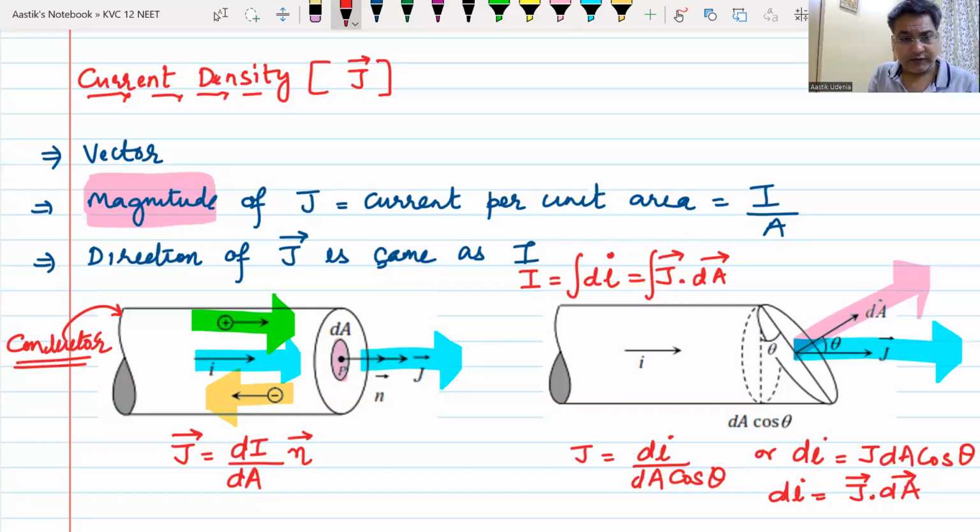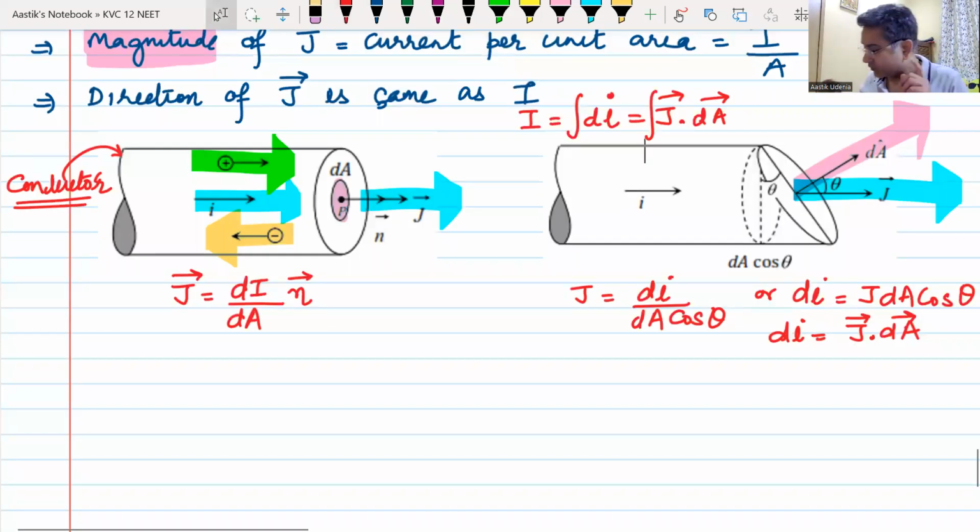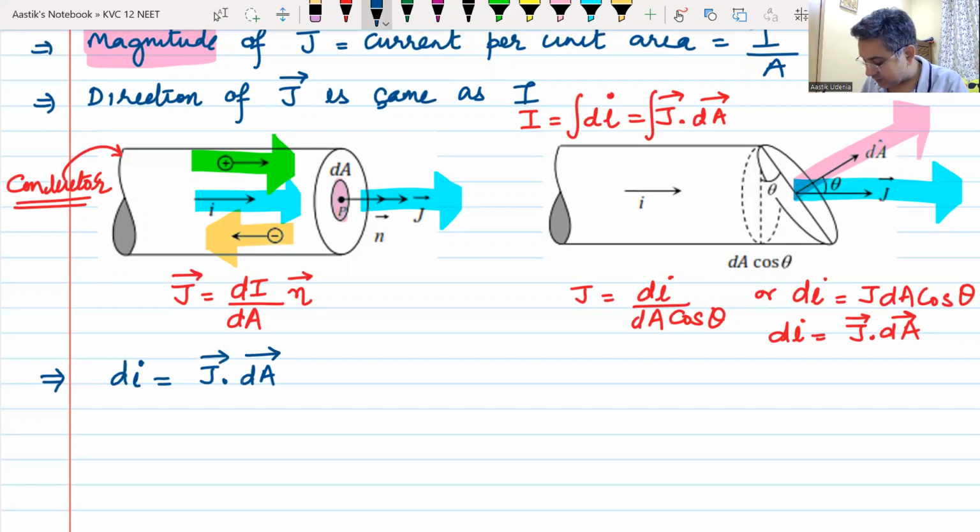Okay, then we will move ahead and write all these important things point wise. So what is the relation between current and current density? Small current dI is equal to J dot dA. That is the first thing that you have to remember. Then you can integrate this equation and you can get the integral of current density dot dA as current.